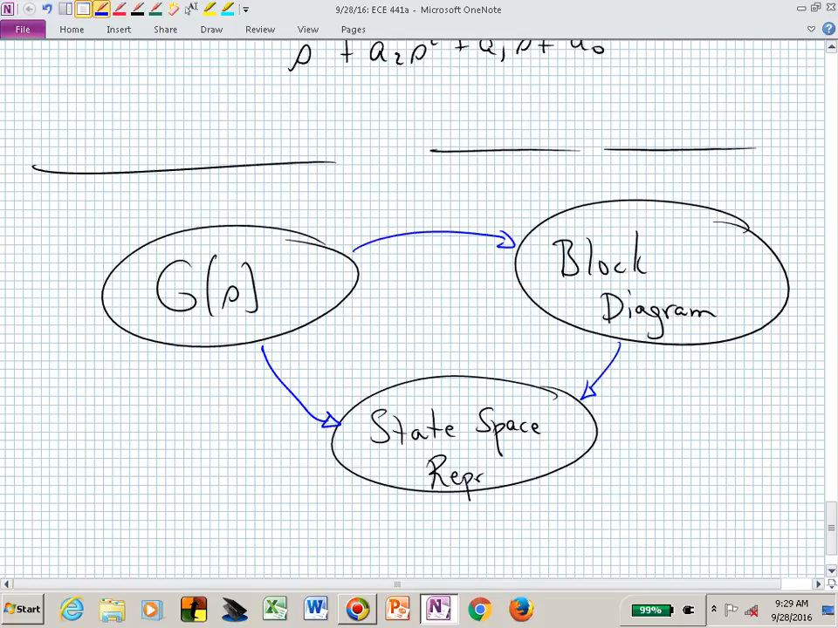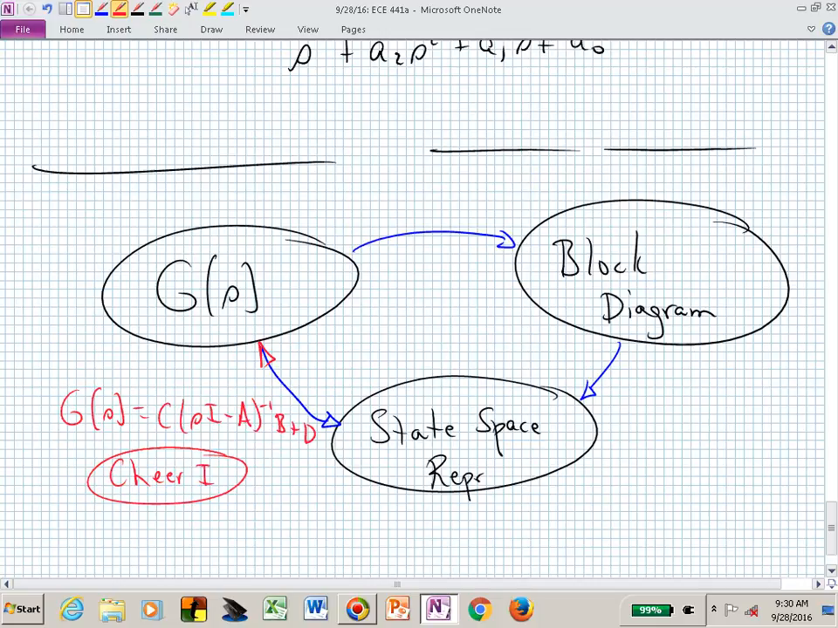But how do you get in this direction? How do you get from state space to G of s? So this is now G of s is equal to C (sI minus A) inverse B plus D. So if you start with the state space, this gives you the transfer function.